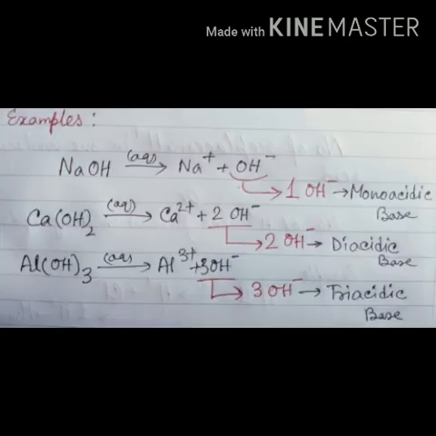Now if we take examples, we can understand that NaOH gives Na+ and OH-. So one OH-, it is a monoacidic base. Calcium hydroxide, Ca(OH)2, gives 2 OH- in aqueous solution. So it is a diacidic base. Aluminium hydroxide, Al(OH)3, gives 3 OH- in aqueous solution, so it is a triacidic base.